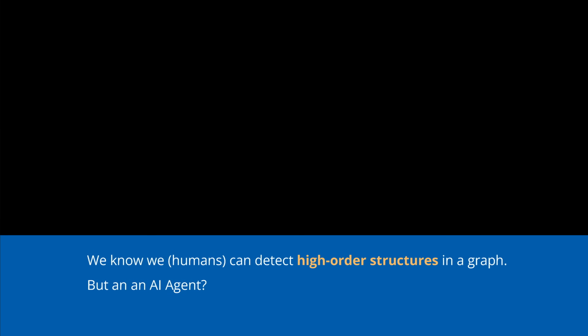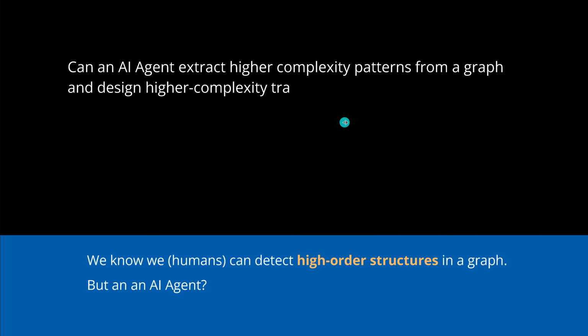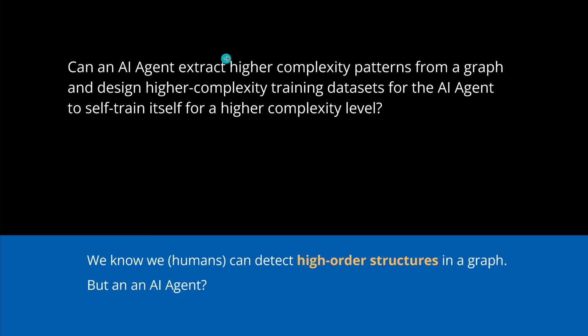I mean, we humans can detect higher order structure in a graph. We see it. We see that new objects emerge. But can an AI agent realize and detect it and use it? So the question is, can an AI agent extract higher complexity patterns from a graph and design higher complexity training data sets for the same AI agent to self-train itself for a higher complexity level?